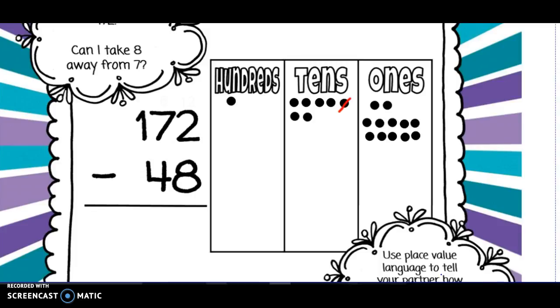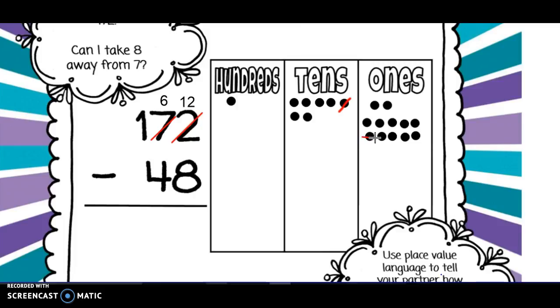Now that I've unbundled 1 ten and put those 10 ones into my ones place, let me show where I changed my 2 and I added the 10 ones, that gives me 12. Now I took the 1 ten away and that leaves me with only 6. Now I can ask myself, can I take 8 ones away from 12 ones? And the answer is yes.